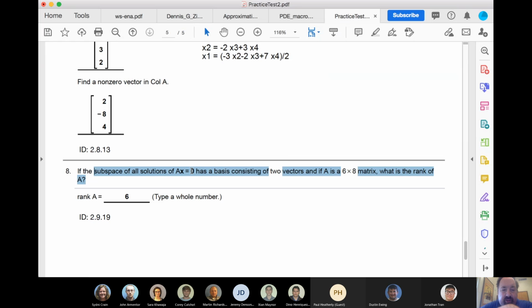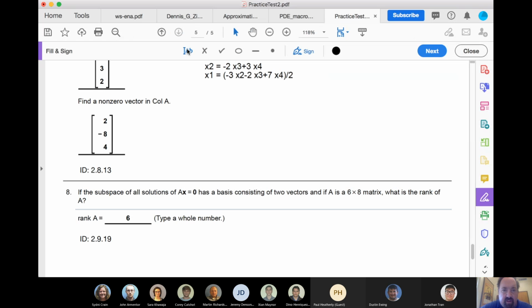Now, the subspace of all solutions of Ax equals 0, that is the null space. I'll just make a note of that here. That's what's being described here. So the null space has a basis consisting of two vectors. So the dimension of the null space is 2. Then you subtract that from the number of columns, 8, and what's left over has to be the rank. So that's why the rank is 6.